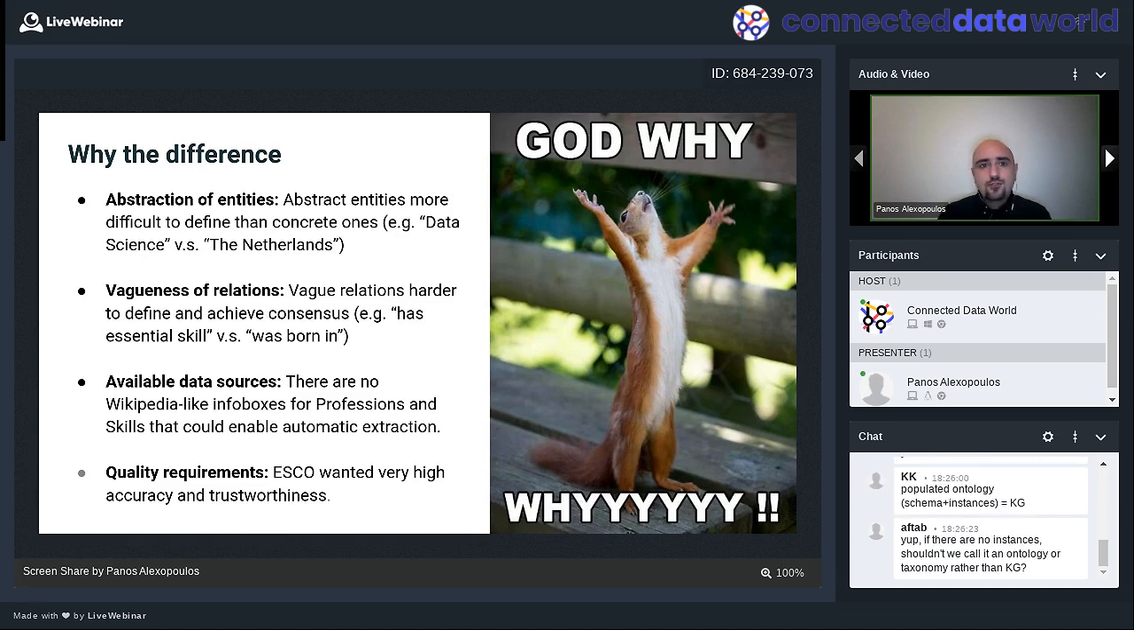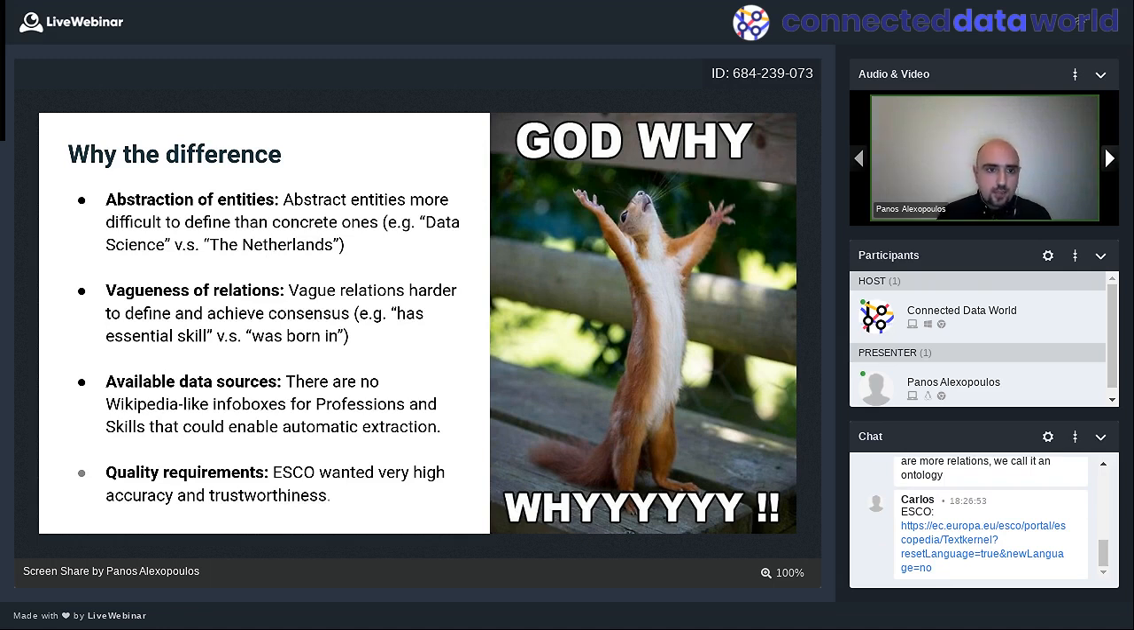On the other hand, if we try to define the country, the Netherlands, this is quite straightforward, right? And Wikipedia, in its majority, is about concrete entities. And actually, when it comes to abstract entities, it has big quality problems that we've seen. The second factor is the vagueness of the relations, right? As I mentioned earlier, vagueness is about not having crisp truth conditions. And in that case, it's also very hard to define and achieve consensus even among experts.